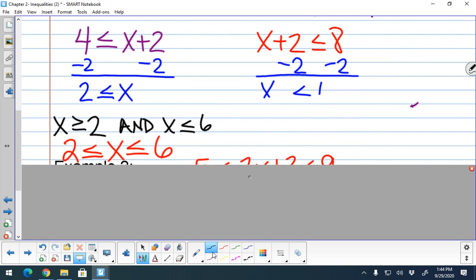All right, so we're going to draw ourselves a number line. On this number line, we have to label our two numbers that are our answers. So I'm going to label 2 and 6. Now I have to decide open dot or closed dot. So is my 2 open dot or closed dot? Closed. So again, I have my equal sign, my equal to, so I'm going to fill in my dot. Is 6 open dot or closed? Closed.